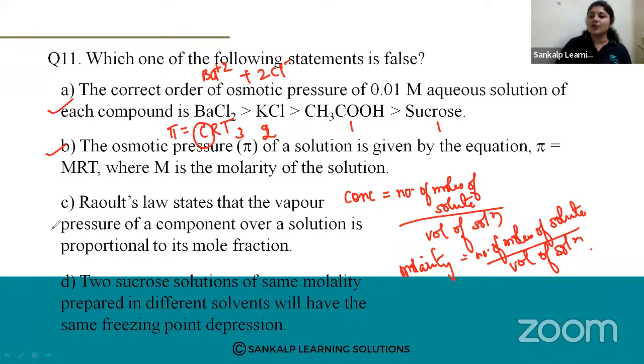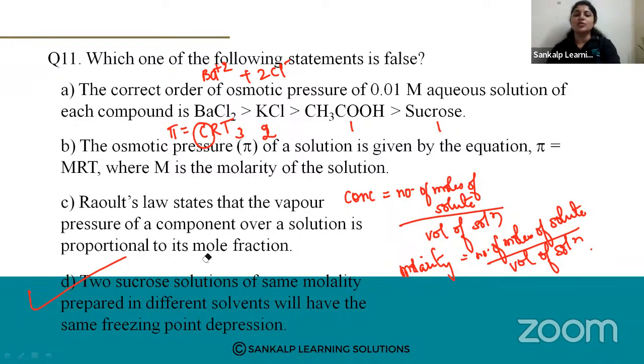Now, when you're talking about Raoult's law, the vapor pressure of a component is directly proportional to the mole fraction. So C is also a correct statement. The false statement is D. These all are correct statements, so these are not false statements. D is the wrong answer.